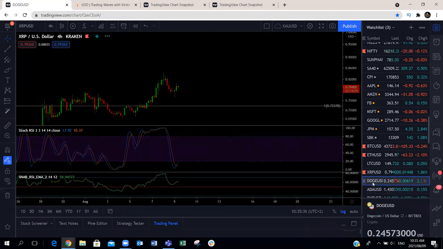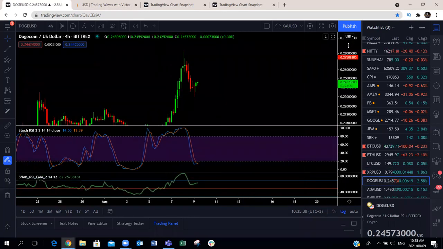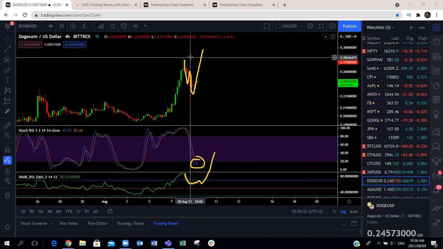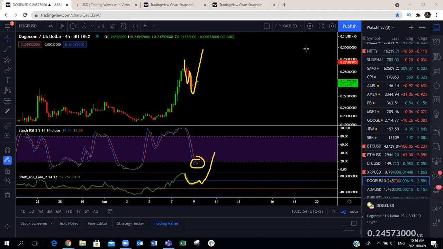Dogecoin as well, we've got a pullback, but that's all that it is. It's a pullback, and we're going to expect this to continue to the upside. We're at the bottom, well above 50, so expect Dogecoin to retest the 28 level that it had reached last time, and even higher.